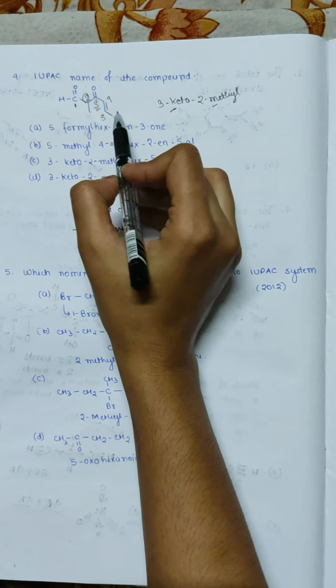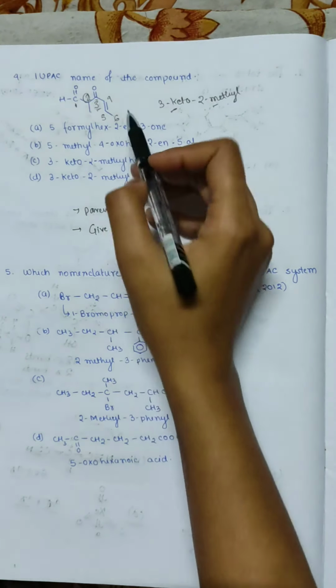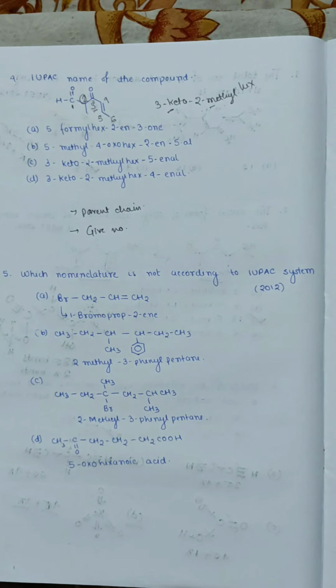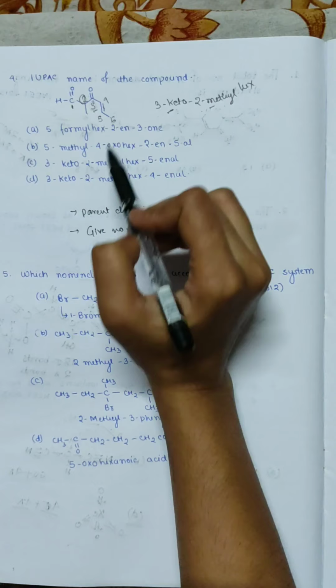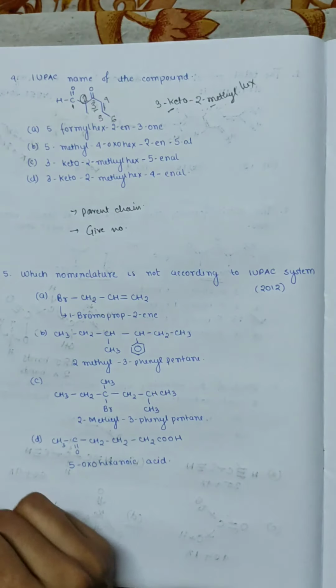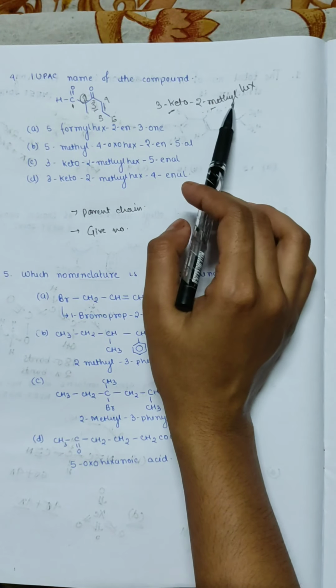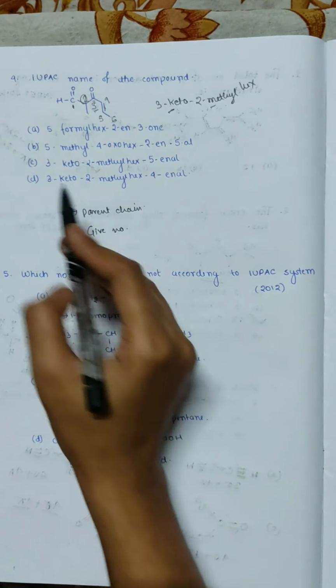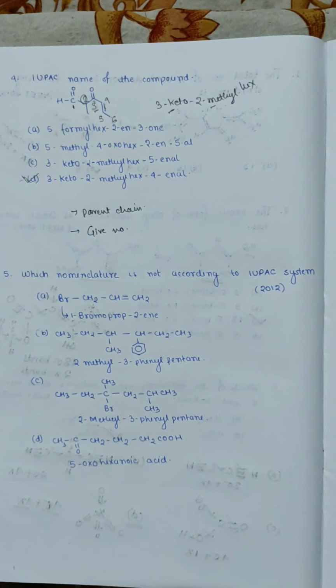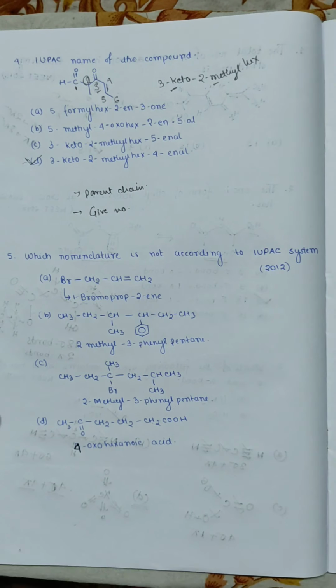as the parent chain contains 6 carbons. After that we'll put hex, and then it has one double bond at carbon number 4, so 4-en, and al. So this compound has the name 3-keto-2-methylhex-4-en-al. So this is the right answer. Option D is the right answer in this case.